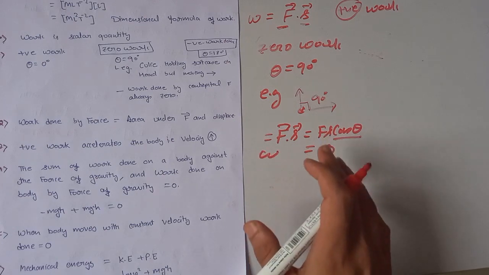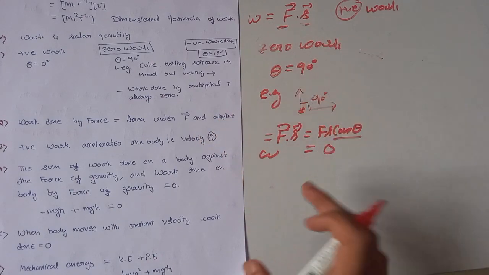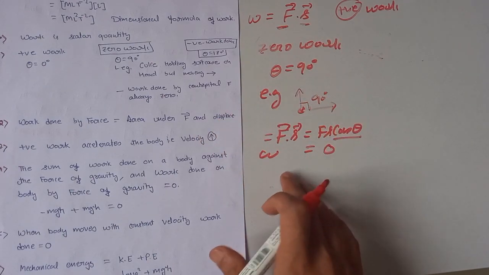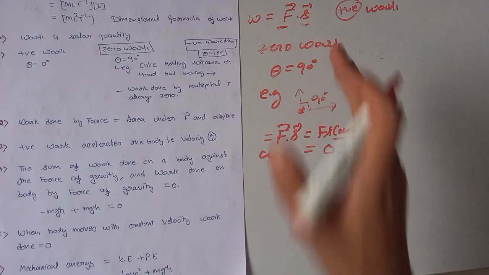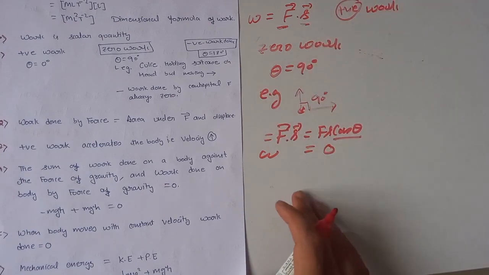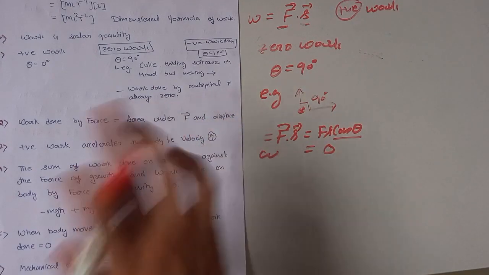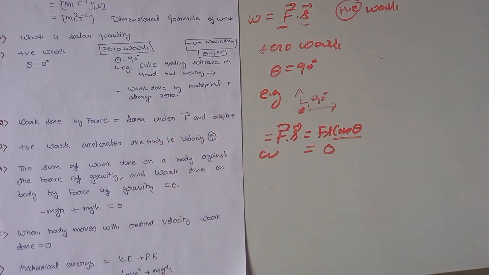That's why when the angle between force and displacement is 90 degrees, the work done by any object, any coolie, is equal to 0. For example, work done by centripetal force is always 0. Work done by centripetal force is always 0.